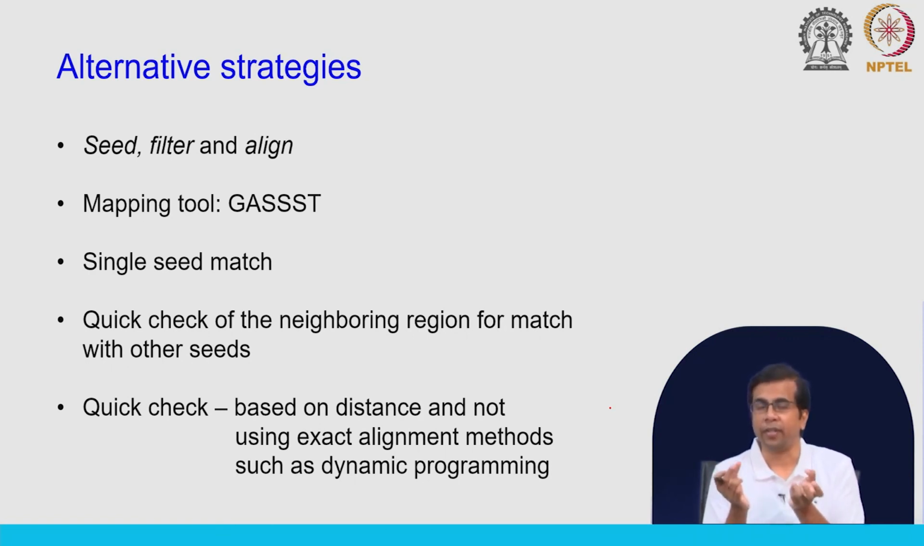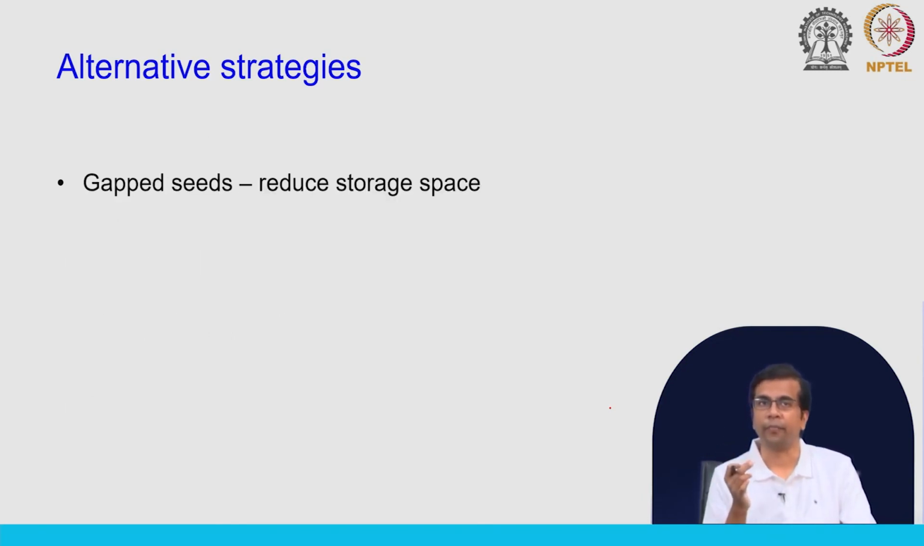If it is a match, you are likely to have a similar number of bases in the neighborhood of that seed. So, it is not using an exact alignment method such as dynamic programming, which is time consuming, but a very fast distance based method. So, it works pretty well.